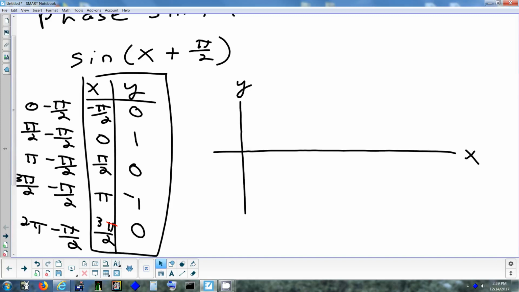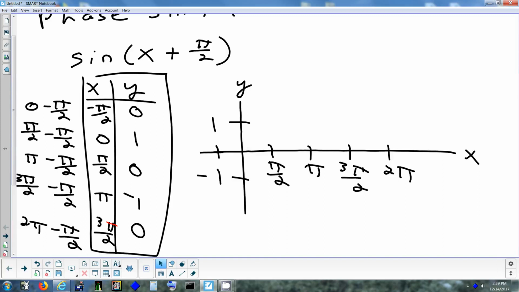All right. So y-axis, just label it 1 and negative 1. X-axis, put your labels: negative pi over 2, 0, pi over 2, pi, 3 pi over 2, 2 pi. This other label, I don't really have a good space. I'll just squeeze it in.